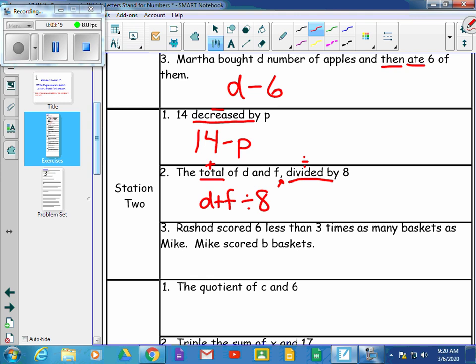The way I have it written, however, if I apply order of operations, I would take F divided by 8 first. So I need to add parentheses in order to add first. If I was to write that using a fraction bar, I don't need the parentheses. I just put D plus F on the top and 8 as my denominator.